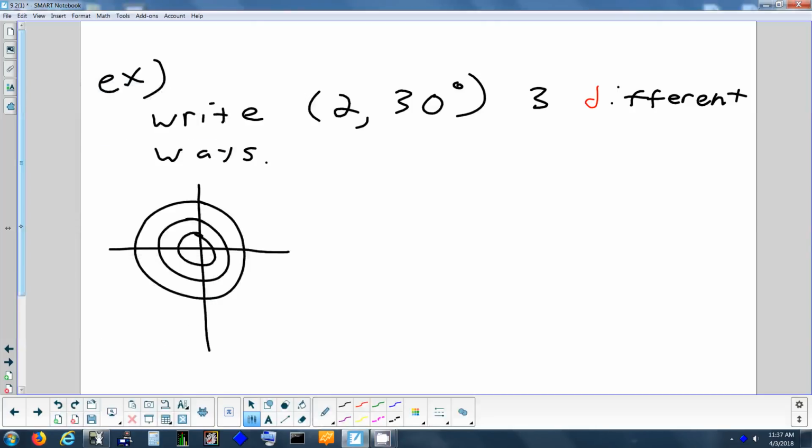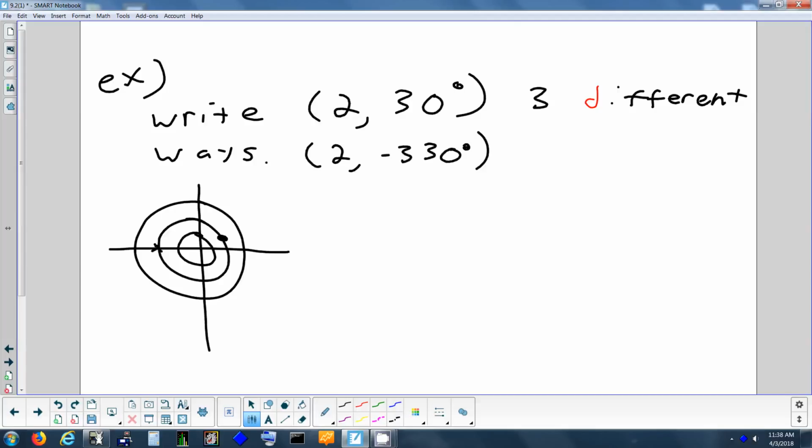Okay, so we're going to try to write this 3 different ways. Okay, what I'm going to start with is 2, 30, just to get an idea of where that point is now. Okay, was anyone able to come up with one other way to get to that point? Yep. 2, negative 330. Yeah, perfect.